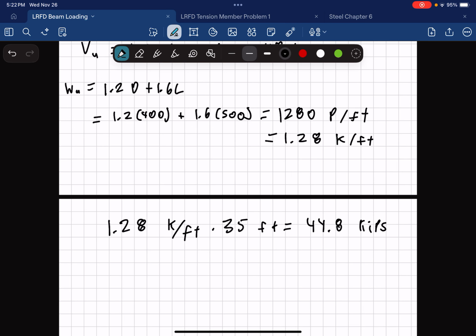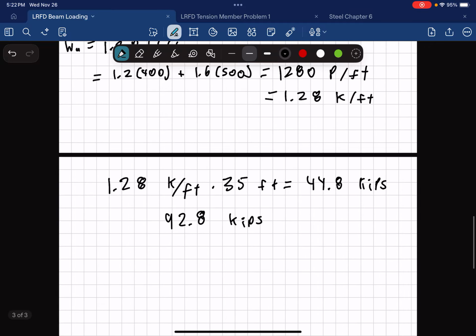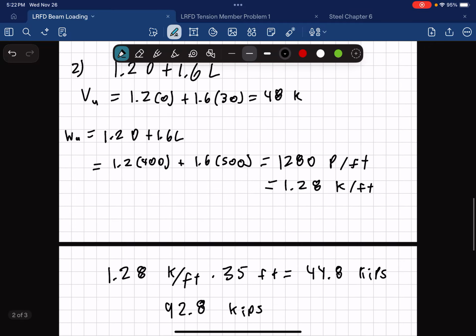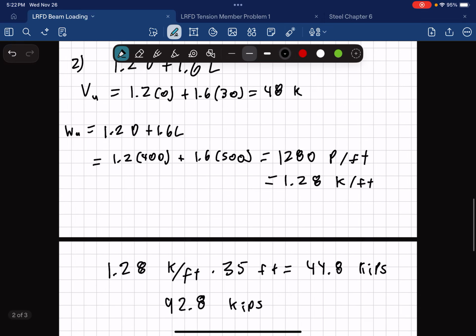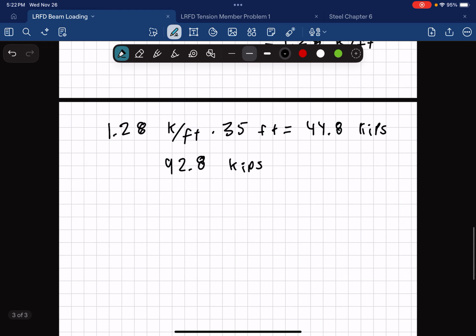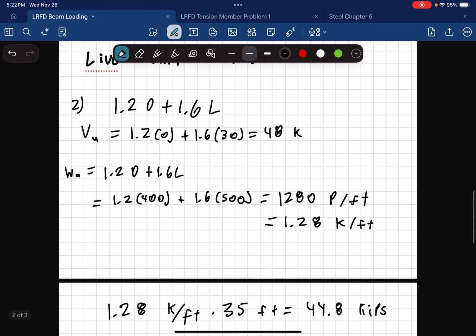So if we sum those together now, we have 44.8 kips plus 48 kips. We now have 92.8 kips. All right, so that tells us how much shear load is going into the beam. That's one way you can look at it. But if we got into a design problem, which we're not really focusing on right now, keeping these separate would be helpful, because it helps you determine the different types of loading that you're actually concerned about and whether your beam is going to be adequate.